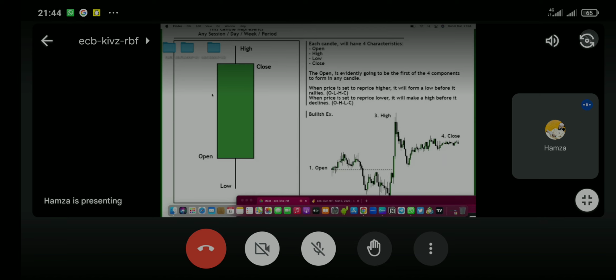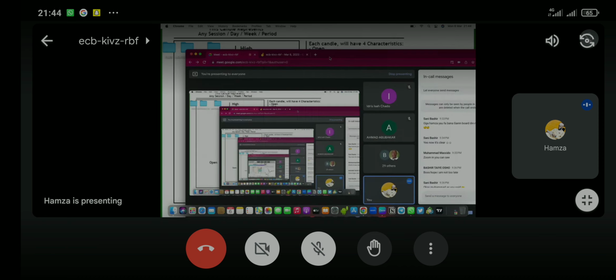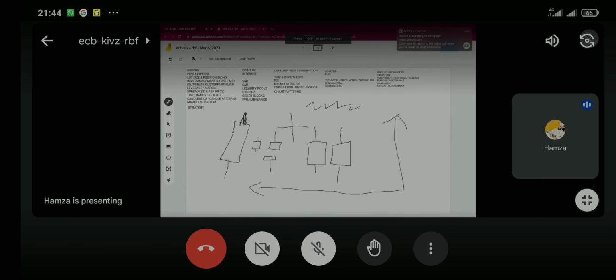Okay. These long things you see here are things we call wicks. These are things we call wicks.